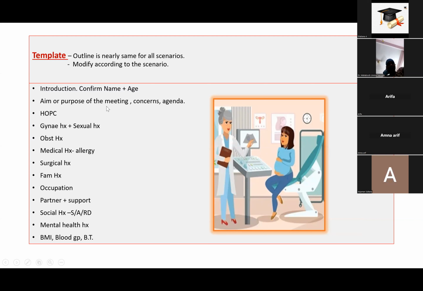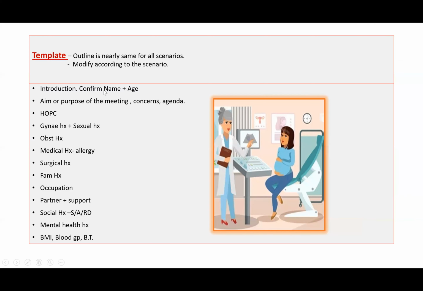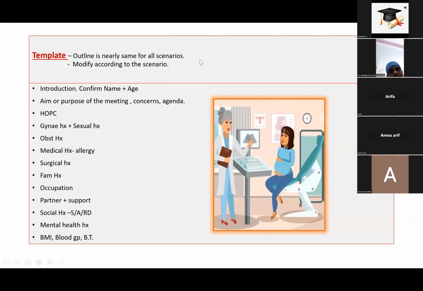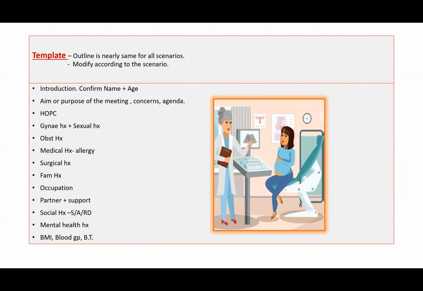And okay, this is the history template. We all know the history template. So the outline is nearly the same for all scenarios. You should know the template really well, but at the same time, modify it according to the scenario. You're not going to take all this history in all the scenarios. It has to be modified. I'll come to that, how we are going to modify that.